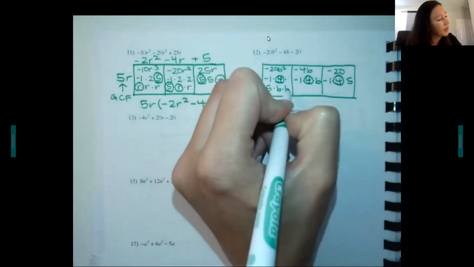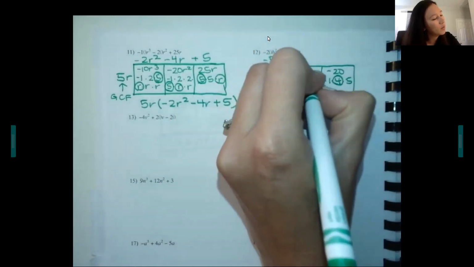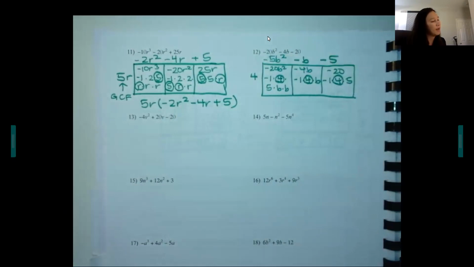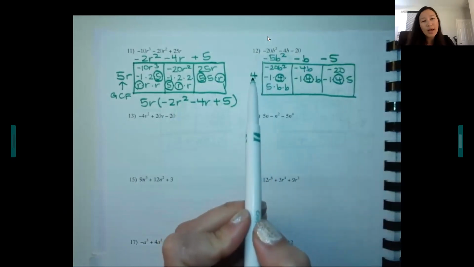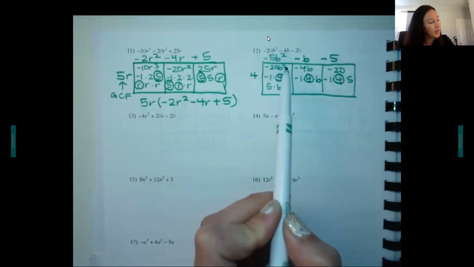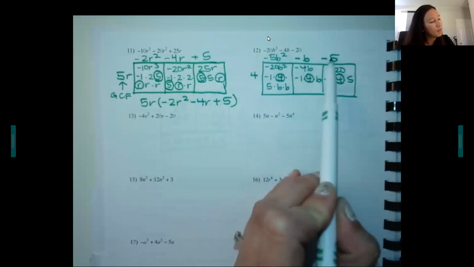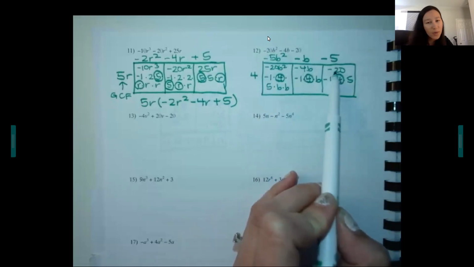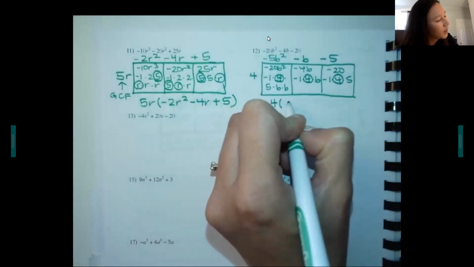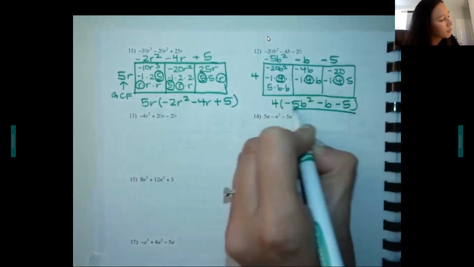So we're left with -5b squared, -1 times b, which is -b, and -1 times 5, which is -5. And you can always check. So 4 times -5b squared, does that give me -20b squared? Yes. 4 times -b, does that give me -4b? Yes. And 4 times -5, does that give me -20? Yes, it does. So we know we factored correctly. And our answer is 4 times -5b squared minus b minus 5.